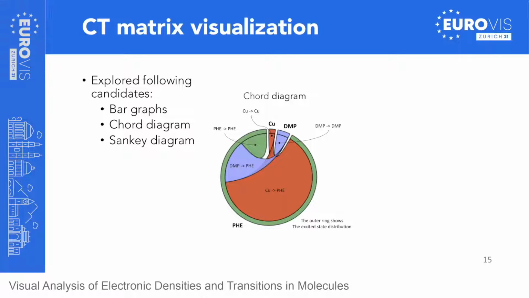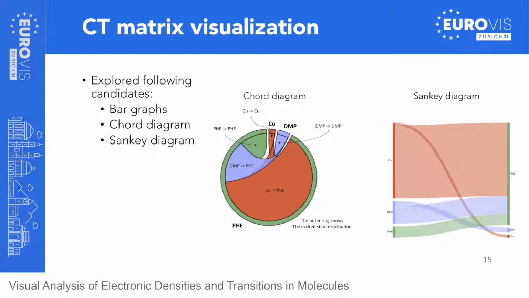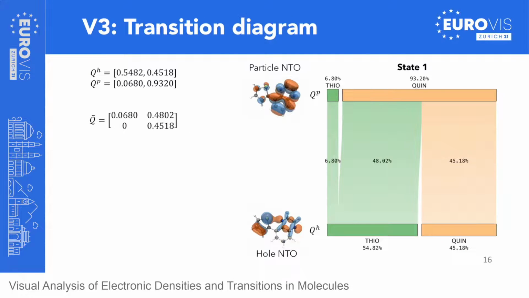This visualization was not found to be very useful by the domain scientists. They found it quite confusing to begin with. Then we switched to Sankey diagram based visualization, which was found to be very useful by the domain scientists, and they preferred this visualization approach. So we used a modified version of Sankey diagram for visualization of charge transfer matrix. We call this a transition diagram.